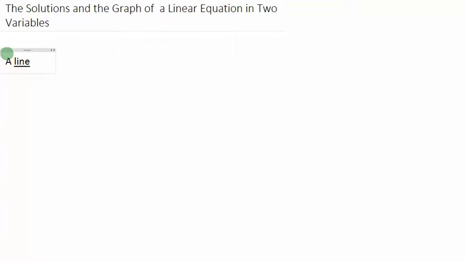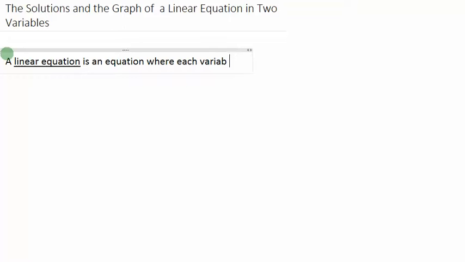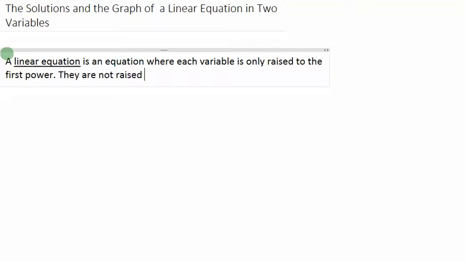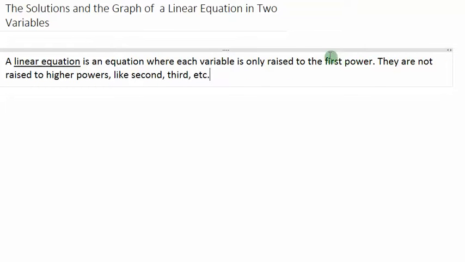A linear, and this is a very fundamental, important definition. A linear equation is an equation. Of course, an equation has an equal sign, it has a left side and a right side. So a linear equation is an equation where each variable is only raised to the first power. They are not raised to higher powers like second, third, etc. Okay? So a linear equation is one where the variables are raised to the first power.